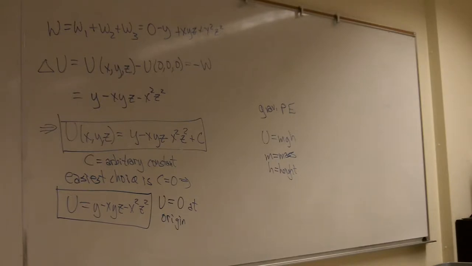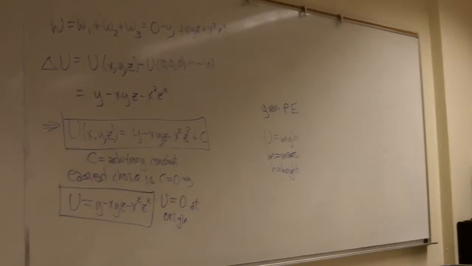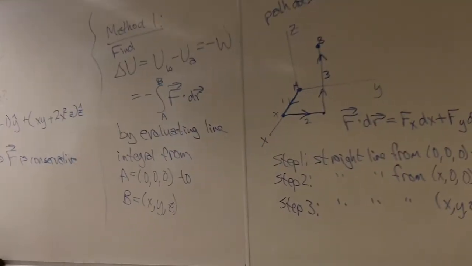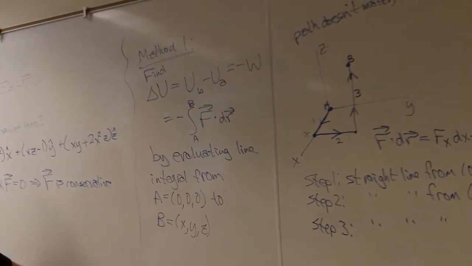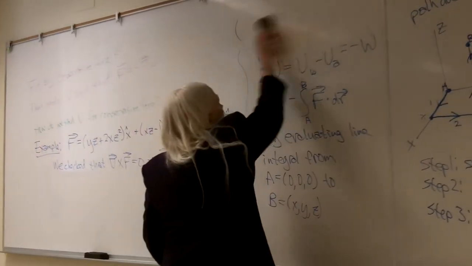Okay, so anyway, let's not do the double check until the end. I told you there were two methods for finding the potential energy. This was method one, okay? So I want to show you method two, and I actually like method two better for reasons I will explain after we're done.